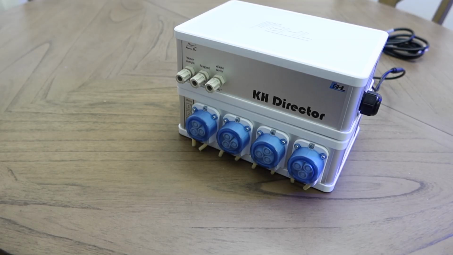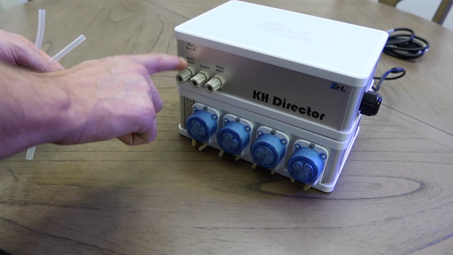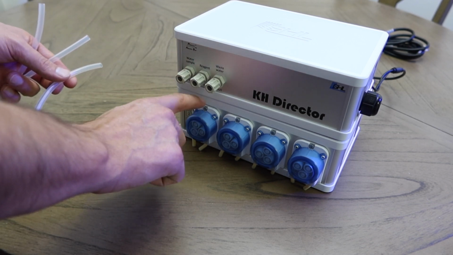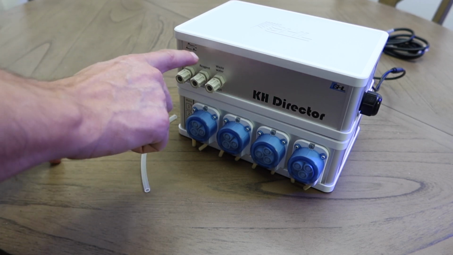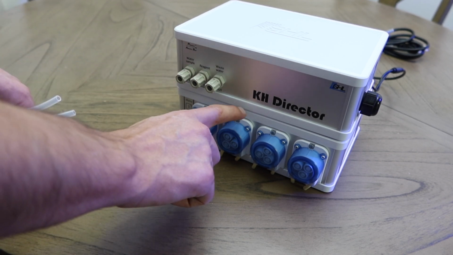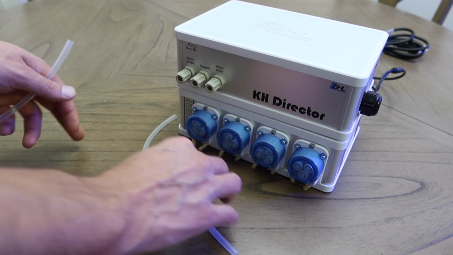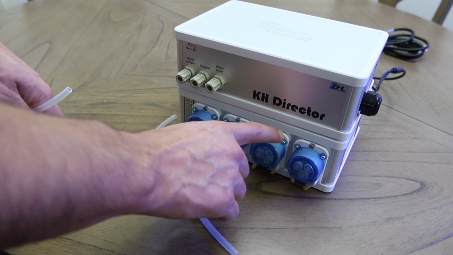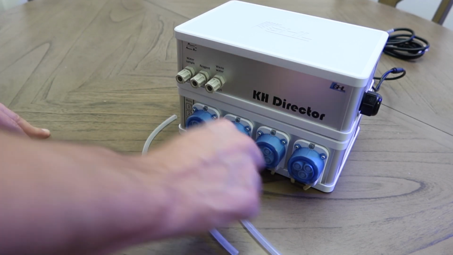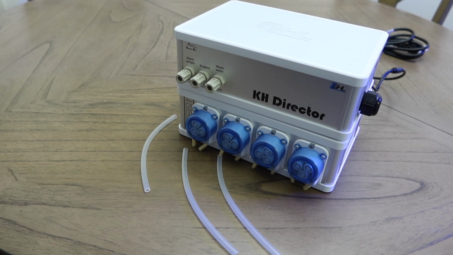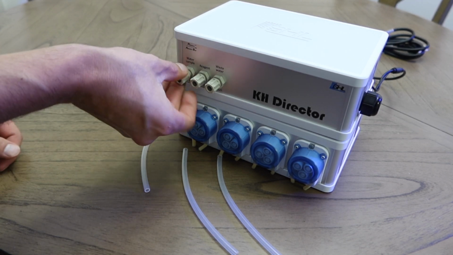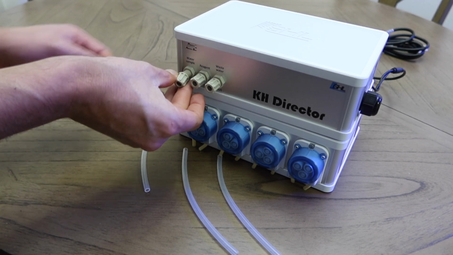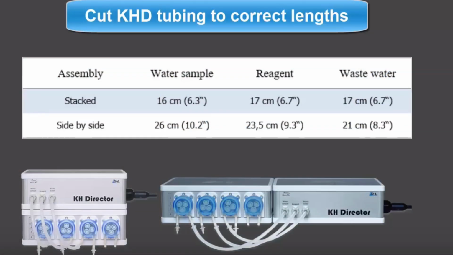You're going to want to locate the silicone lines. The first input on the KHD as well as the first doser head is for the sample water coming from the tank. Second input on the KHD and second doser head is for the reagent. The third on the KHD and the third doser head is for your wastewater. Now it's very important that you cut these to the correct length for your system to operate correctly. And the sizes are as follows. Sample water silicone is 16 centimeters. Reagent silicone is 17 centimeters. Wastewater silicone is 17 centimeters.